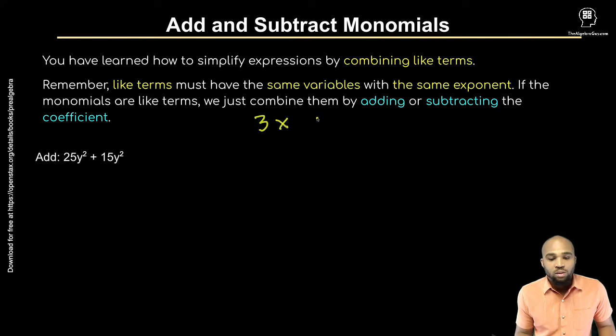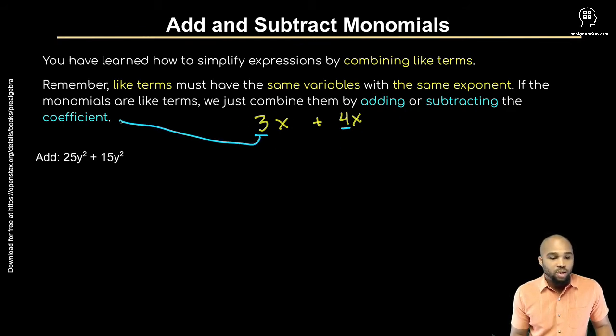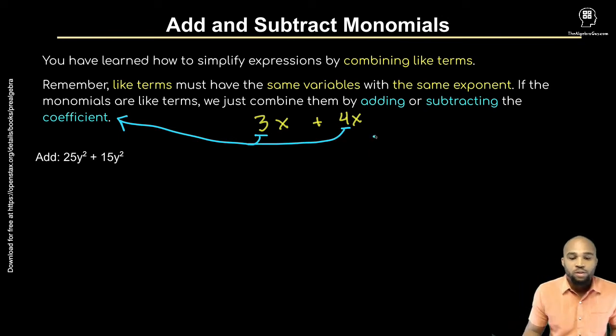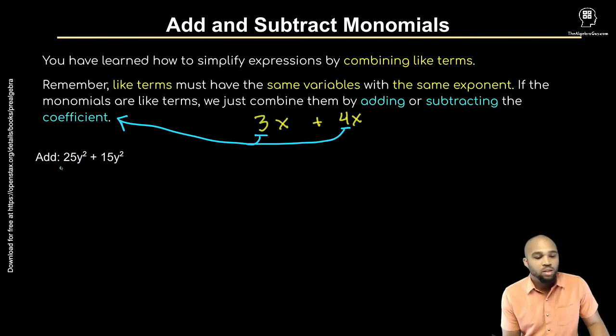So let's write this out right here. 3x plus 4x, something really basic. What is the coefficient? Well, the coefficient is just going to be that number right in front of our variable. Those we call coefficients. So this is just a reminder here, and these two are my coefficients. So let's start with this really basic problem.